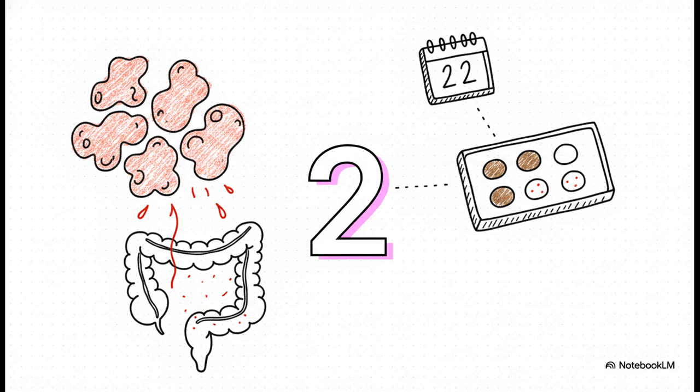But here is an absolutely critical detail. Tumors bleed intermittently, not constantly. So the test has to be conducted over exactly 2 days to ensure we don't accidentally miss a day where the tumor just simply wasn't bleeding.